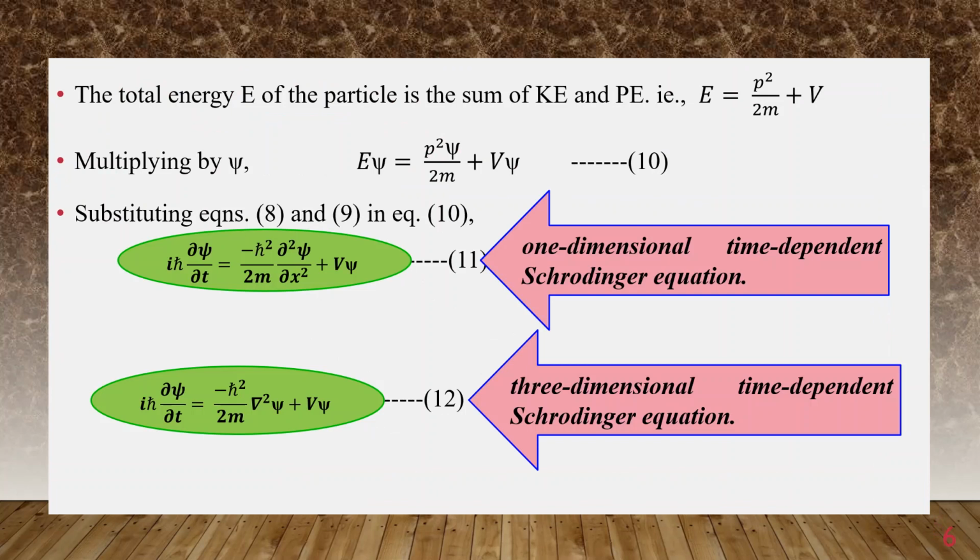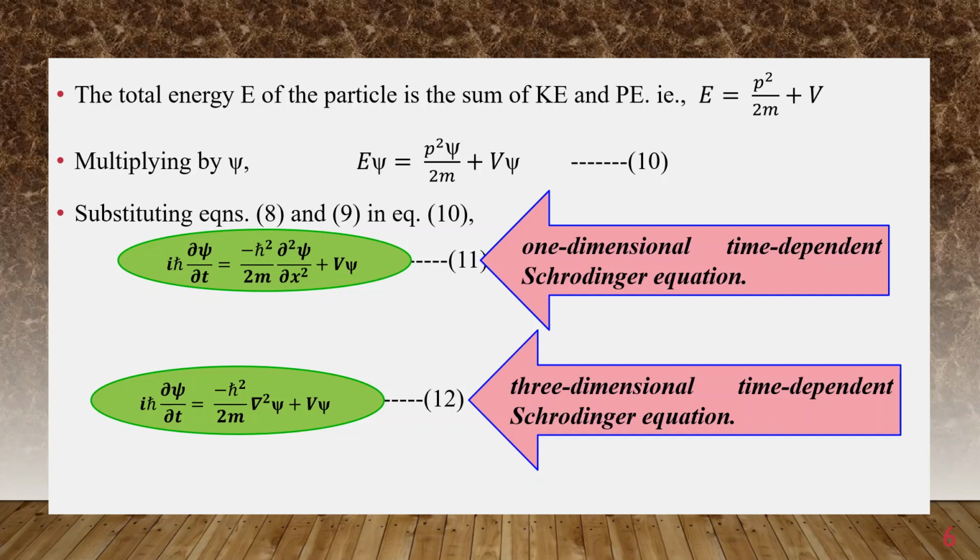So now we are going to take the total energy of the particle, that is the sum of kinetic energy and potential energy, that is E is equal to P square by 2m plus V, kinetic energy plus potential energy. Multiplying this total energy equation by psi, you will get E psi is equal to P square psi by 2m plus V psi. Put it as equation number 10.